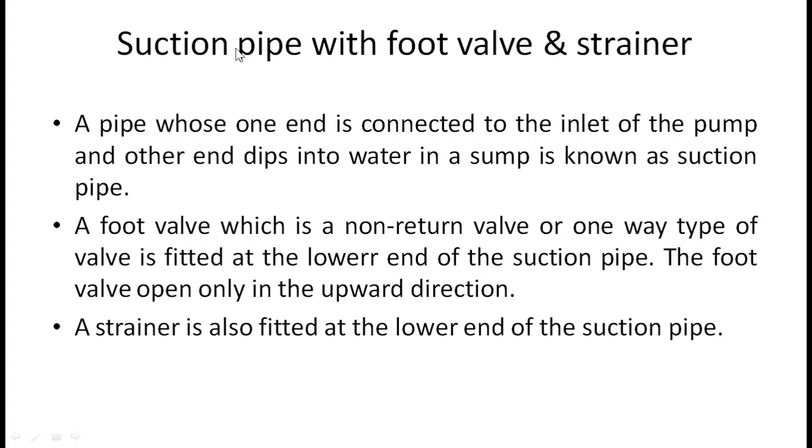Then the next one is the suction pipe with footwall and strainer. A pipe whose one end is connected to the inlet of a pump and the other end dips into the water in the sump is known as a suction pipe. The footwall, which is a non-return or one-way type of valve, is fitted at the lower end of the suction pipe. The footwall opens only in the upward direction. A strainer is also fitted at the lower end of the suction pipe.